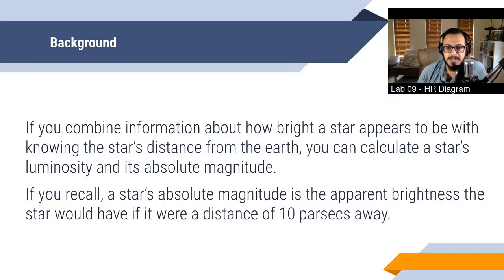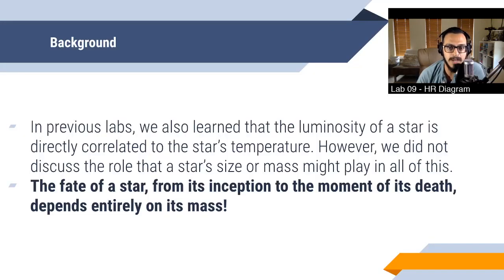If you combine the information about how bright a star appears to be with knowing the star's distance from Earth, you can calculate a star's luminosity and its absolute magnitude. If you recall, a star's absolute magnitude is the apparent brightness the star would have if it were at a distance of 10 parsecs away. In the previous lab, we also learned that the luminosity of a star is directly correlated to the star's temperature. However, we did not discuss the role that the star's size or mass might play in all of this.